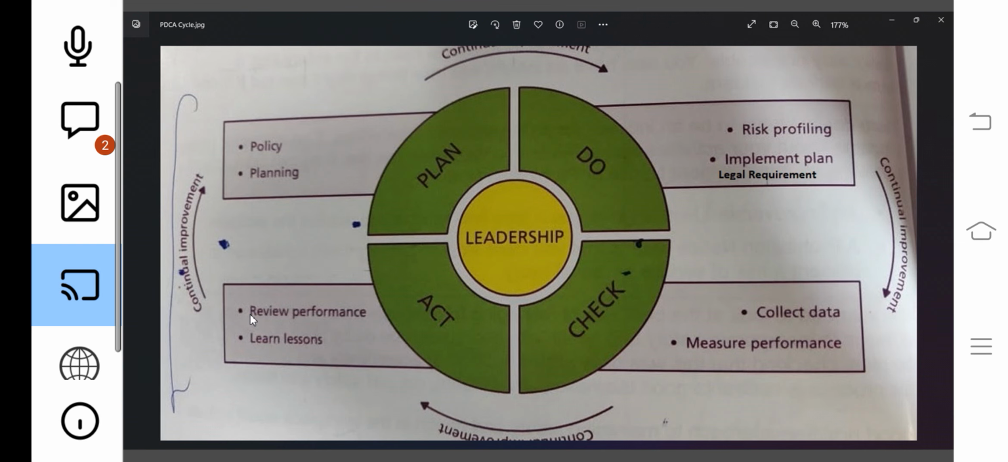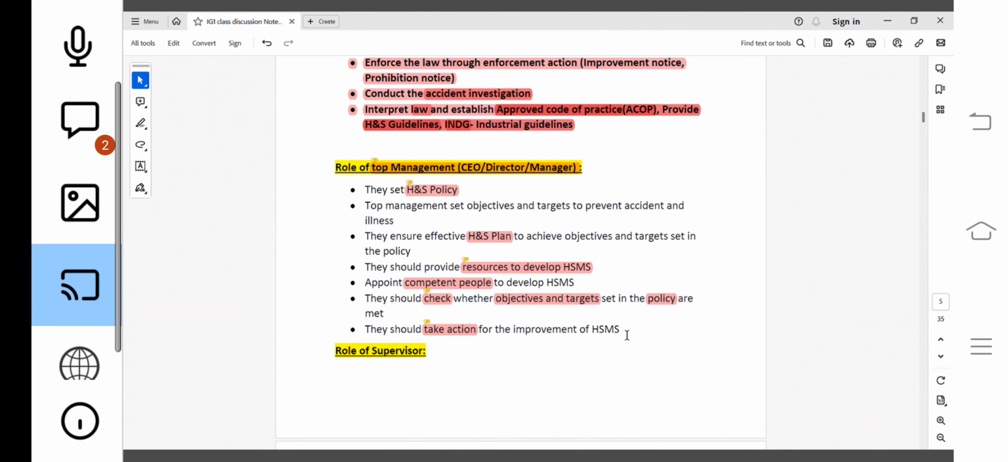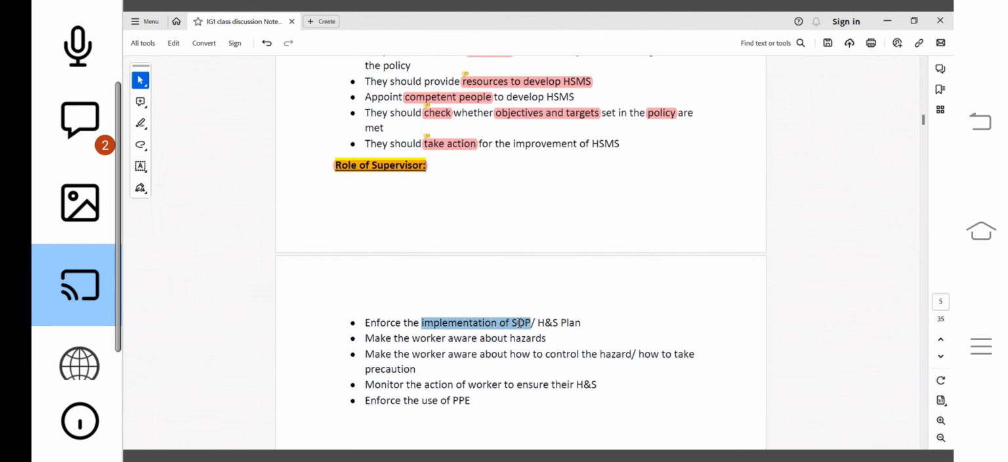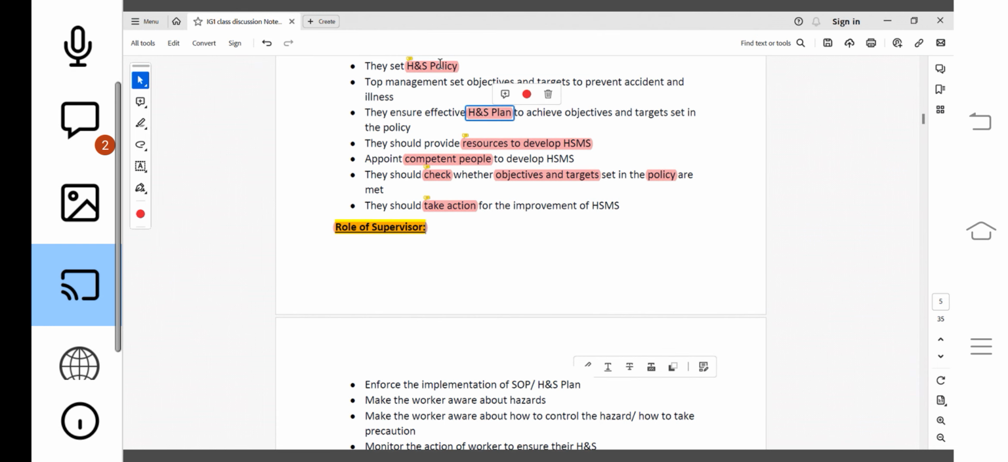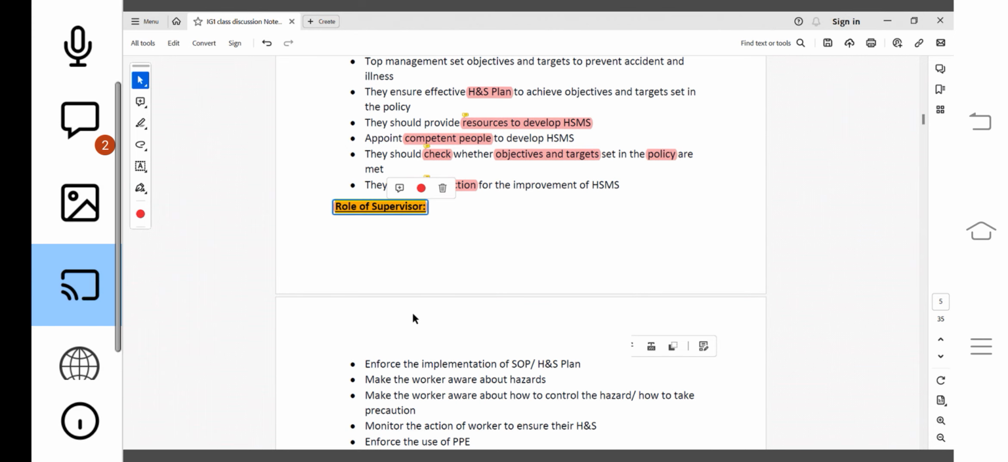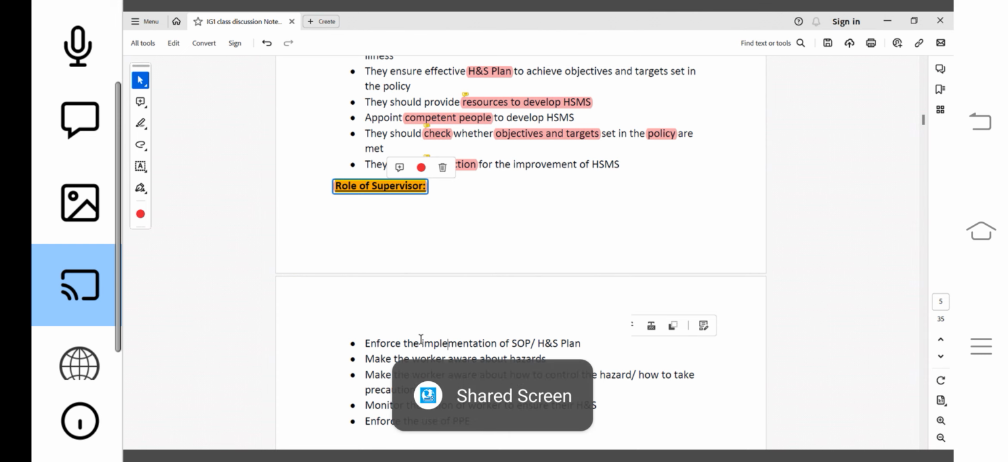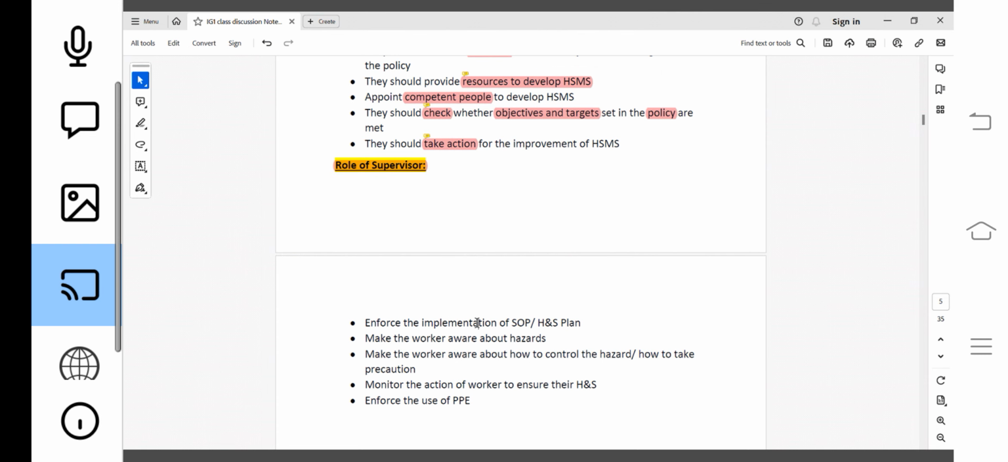The supervisor is to enforce the implementation of the SOP or health and safety plan. What is the health and safety plan? It is to achieve the objective and target. So the health and safety plan should be ensured by the enforcing role, to enforce the workers to follow the standard operating procedure or health and safety plan, so that it will be implemented.